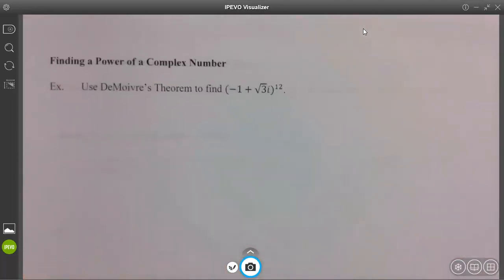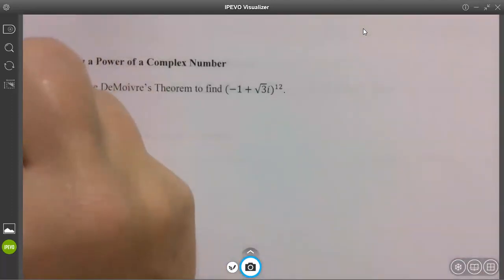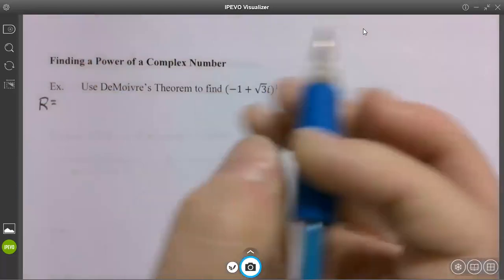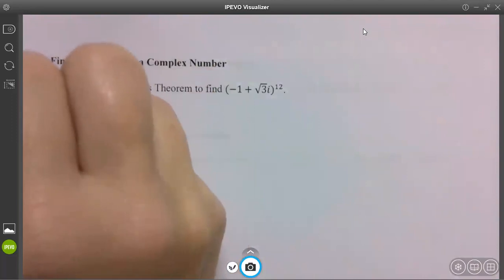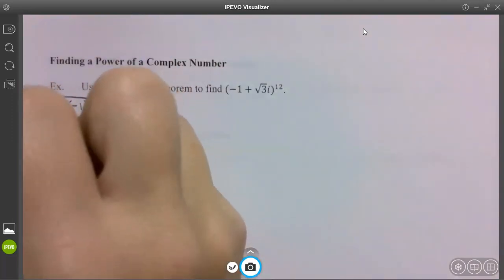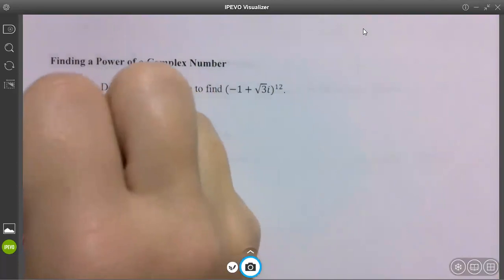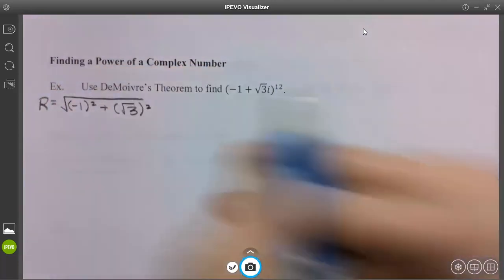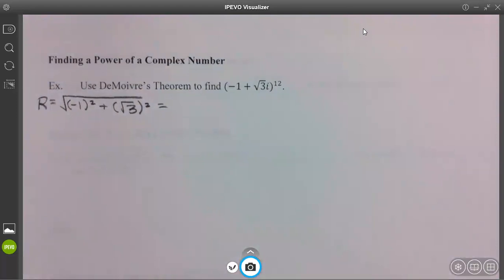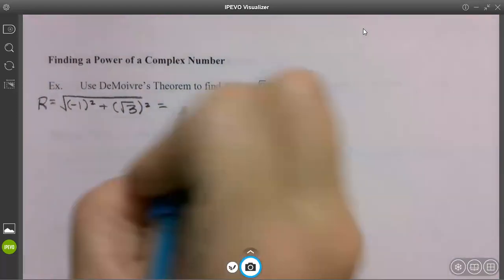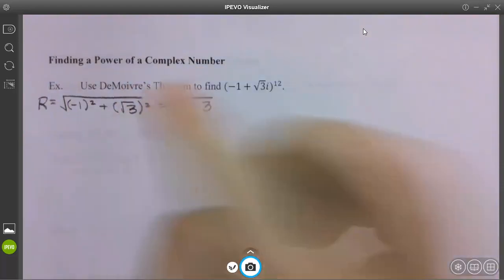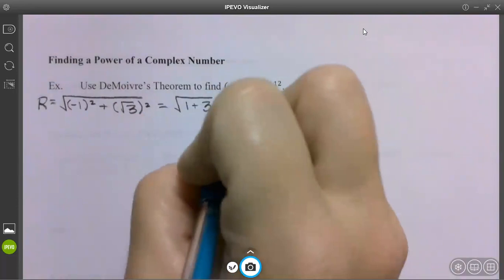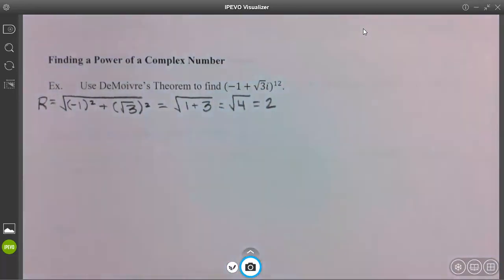Finding a power of a complex number, use that theorem to find this to the 12th. So the first thing we're going to do is find r. And remember the way that we do that is we plug our a and b into the Pythagorean theorem or the distance formula, whichever one you want to do. So we get the square root of negative 1 squared plus the square root of 3 squared, which gives us the square root of 1 plus 3. Remember, square root and the square cancel out, which gives us the square root of 4 or 2.